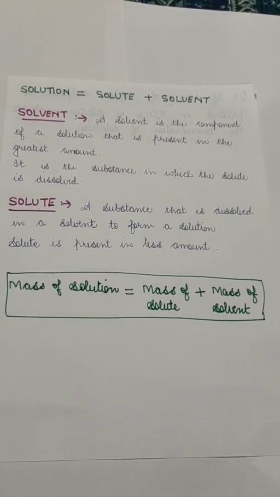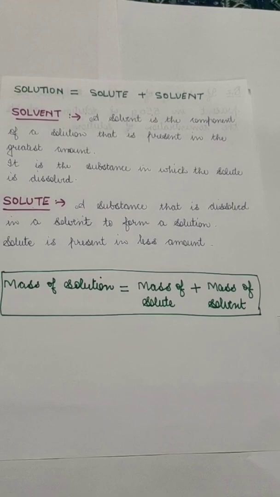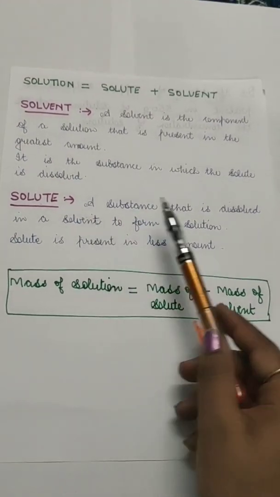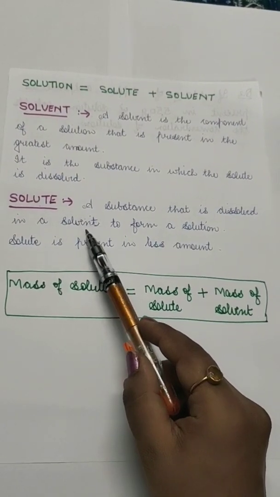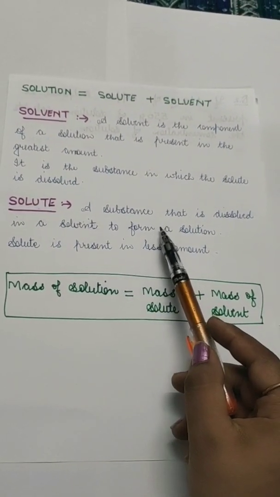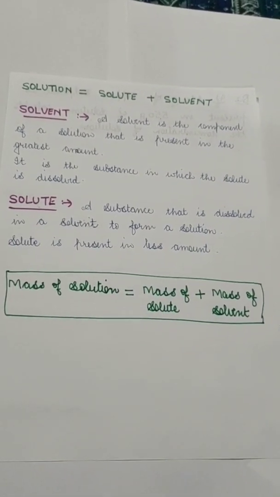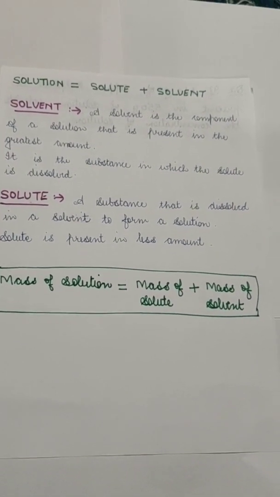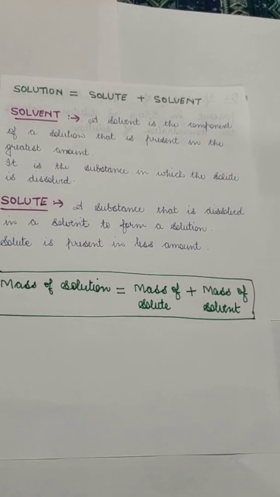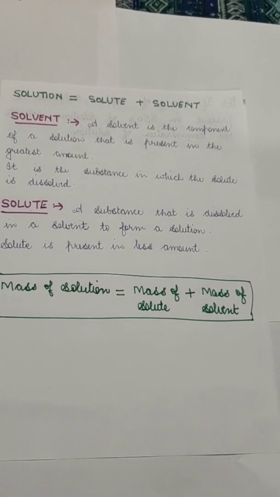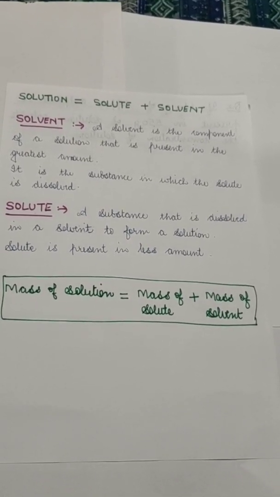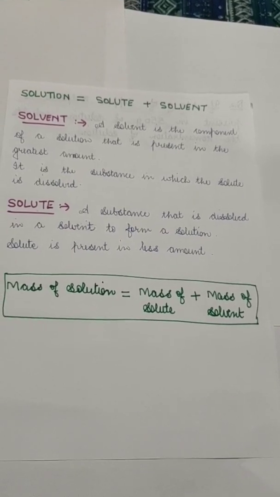Now about solute. The substance which is dissolved in the solvent, that is, when we dissolve something in the solvent, which is present in the greatest amount, is called the solute, so that the solution can be formed. If we want to dissolve sugar in water, sugar is the lesser quantity and is being dissolved in the water, so water is the solvent and sugar is the solute. So solute is present in the lesser amount.